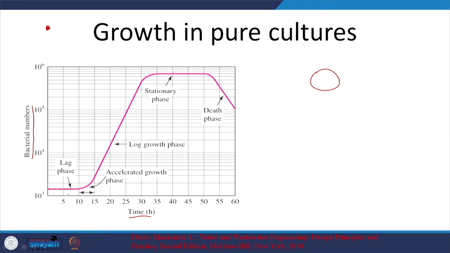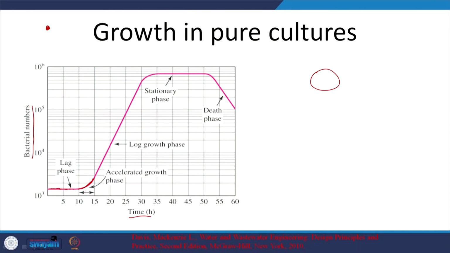Initially the bacteria get used to the relatively new environment. So, you are going to have the lag phase, right. They are still getting used to the environment. Once they are used to it, you are going to have an accelerated growth phase. Here different bacteria are going to have different rates of growth, but they are going to start growing. And then we are going to have the log growth phase. As you can see, it is linear. So, more or less the growth rate is relatively uniform, or a regular growth rate.